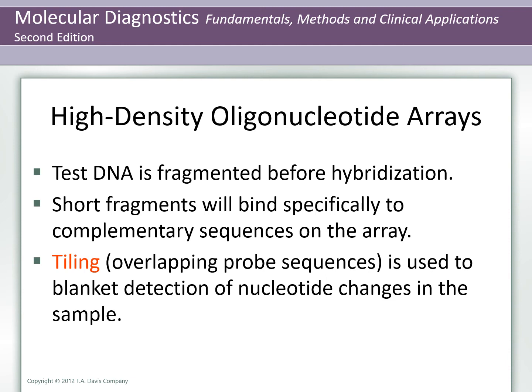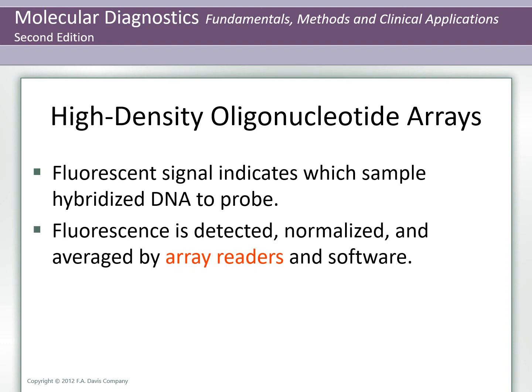An example of one type of hybridization format is known as tiling, or standard tiling. In this format, the base substitution in the immobilized probe is always in a certain location from the 3' end. Tiling uses overlapping probe sequences to blanket detect nucleotide changes in the sample. After hybridization of the fluorescently labeled sample DNA, the fluorescent signal is read on a scanner with appropriate software, and the mutations are identified as indicated by which probes are bound.